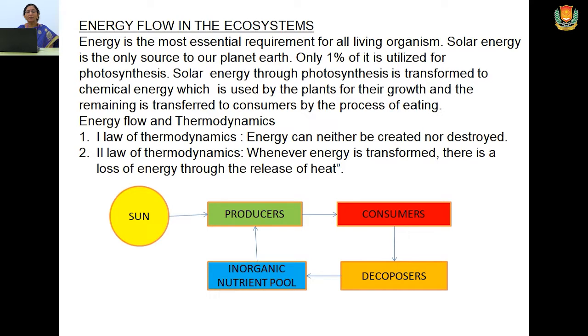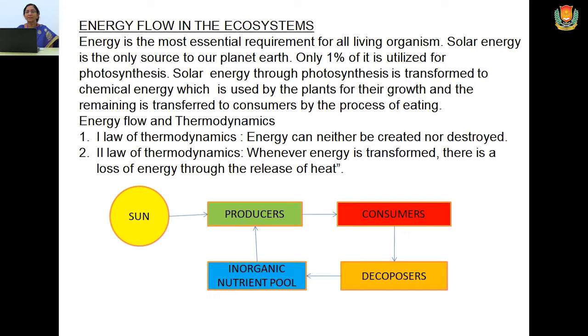So we can say that when energy is transformed from one trophic level to another trophic level, the potential energy is lost in the form of heat, and it is about 80 to 90% of the energy. In the diagram you can see the sun, which is the source of energy, and the producers taking the sunlight from the sun to produce food by photosynthesis. Then we can see that the consumers are feeding on the producers, where some energy is lost.